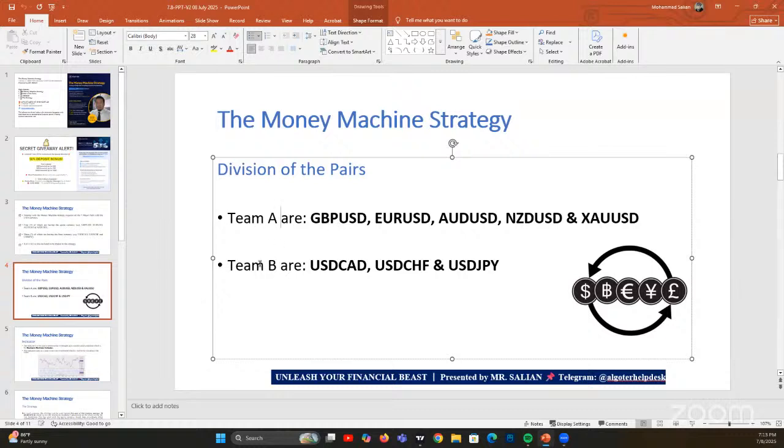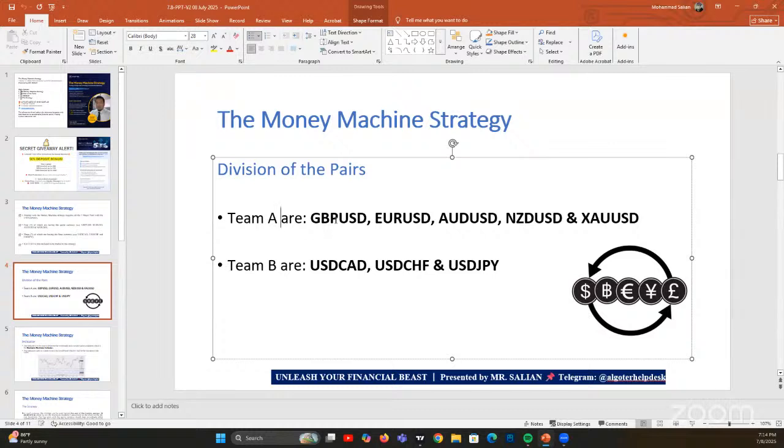So you will have a clear picture in your mind, what is this team? When I say team A, it's GBP USD, Euro USD, AUD USD, NZD USD, and XAU USD or gold. And team B are the USD CAD, USD CHF, and USD JPY. So with that in mind, now you have a clear picture which team should go up, which team should go down, or which team should I put a buy trade in, and which team should I put a sell trade in.